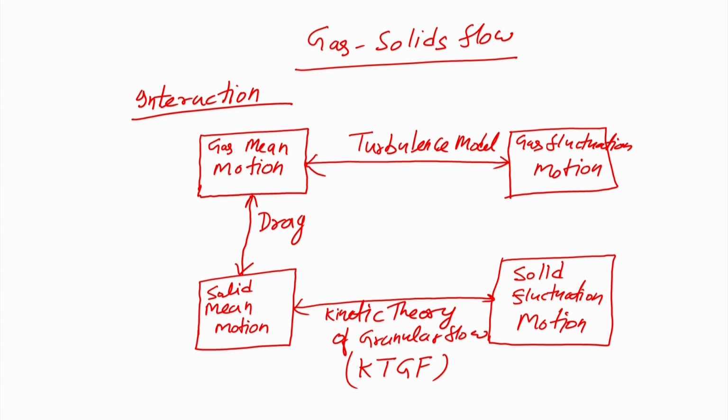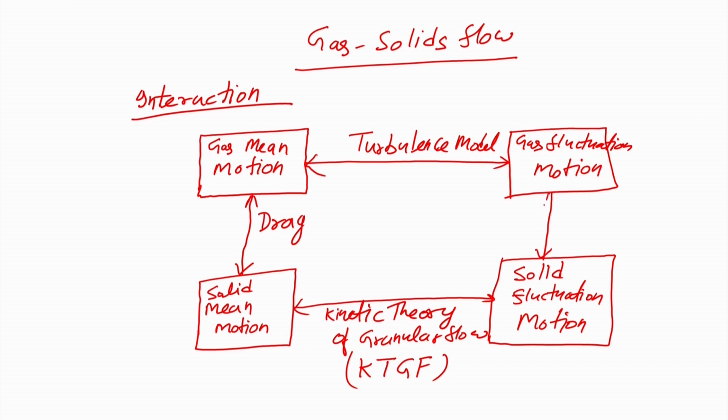similarly, KTGF is used to model the solid mean motion with the solid fluctuating motion, and both the fluctuations, the solid fluctuation and the gas fluctuation, also interact with each other, and that is modeled by the flux of kinetic energy.